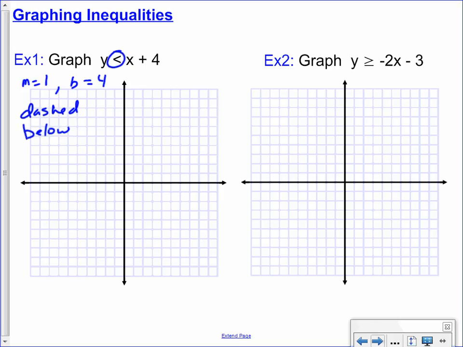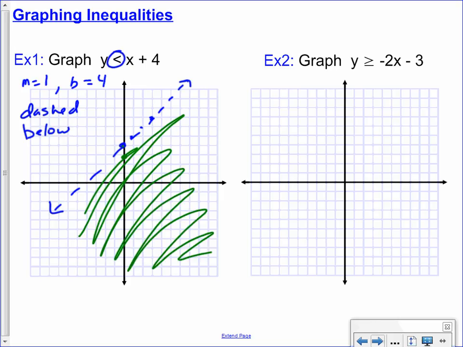So start at the y-intercept, which is at 4. The slope is 1, so it just goes up 1 over 1, up 1 over 1. And then you make your line dashed or dotted, whichever you prefer. It says shade below, so pick a point on the line, let's go with the y-intercept, and a point below it is over here. That means any point in this region is a solution to this inequality. That's so easy.